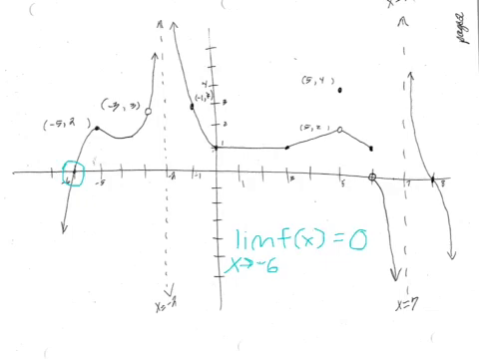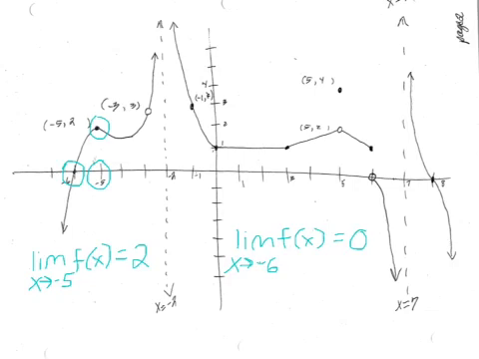Let's take a look at number 2. The limit as x approaches negative 5 of f of x. Again, at the x value negative 5, we do have a coordinate, and it's negative 5, 2. So the limit as x approaches negative 5 of f of x equals 2, since there is a coordinate there. Try number 3 on your own. The limit as x approaches negative 3 of f of x.